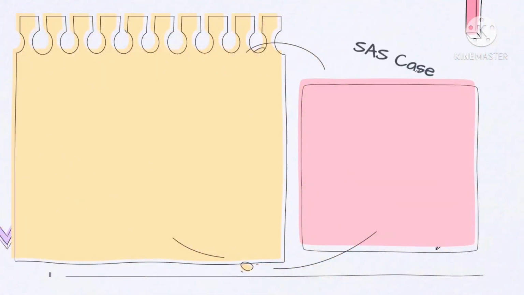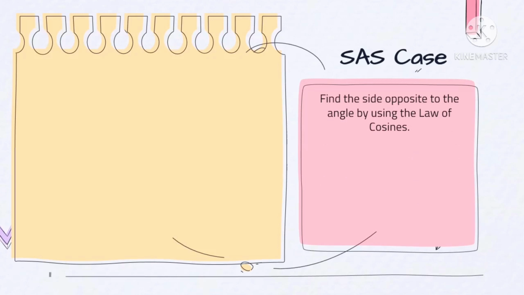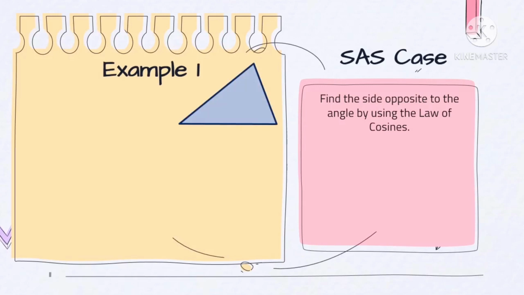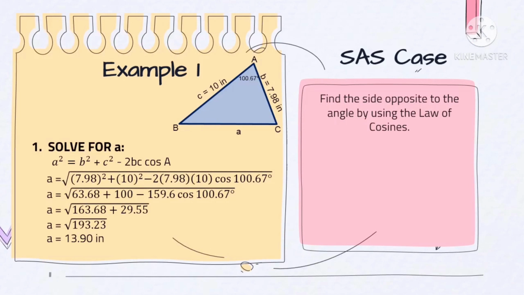For the SAS case, the first step would be finding the opposite side of the given angle by using the law of cosines. Here's a triangle with angle A as 100.67 degrees, side b as 7.98 inches, and side c as 10 inches. Side a, angle B, and angle C are unknown. From the first step, we used the law of cosines, substituted the values once again, and calculated. We got 13.90 inches for side a.